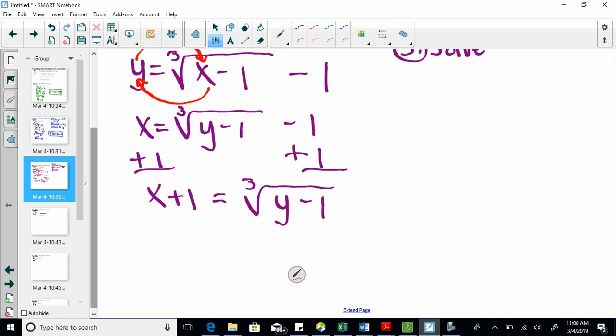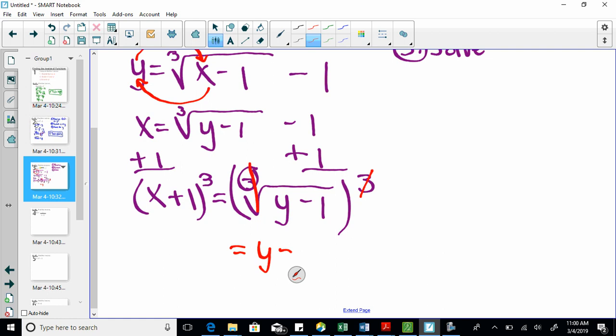To get rid of a cube root or a square root or the 4th root, 5th root, whatever it is, we raise it to that same power that's inside that root. So because there's a 3 right here, I'm going to raise both sides to the 3rd power. Because once I do that, the cube root and the cube cancel each other out. And that's what I want. So it ends up leaving me with y minus 1 on this side. The cube root's gone. And on the other side, I now have x plus 1, and it's now raised to the 3rd power.